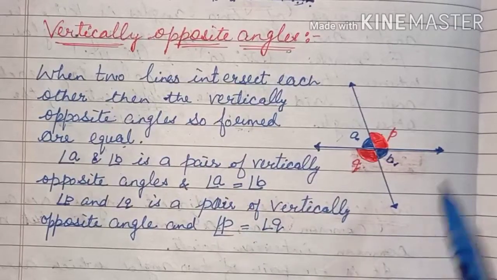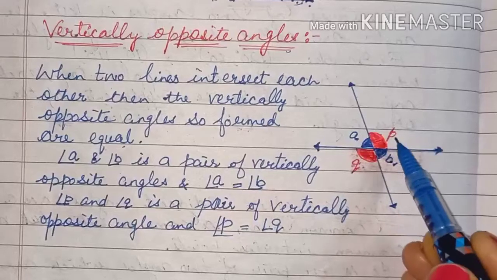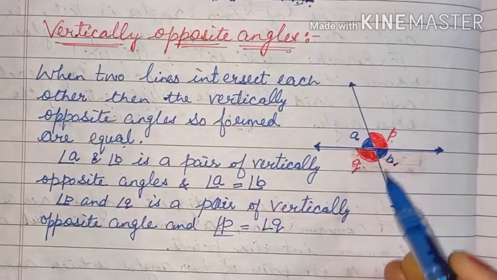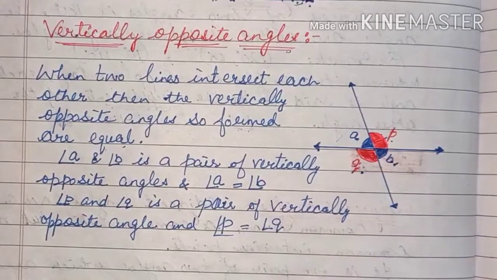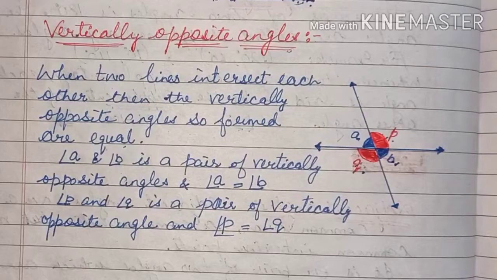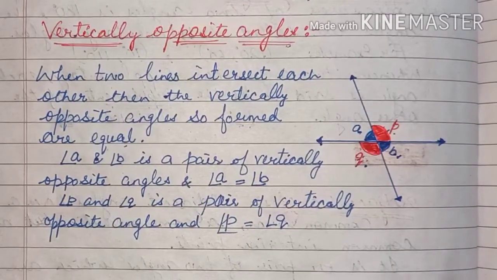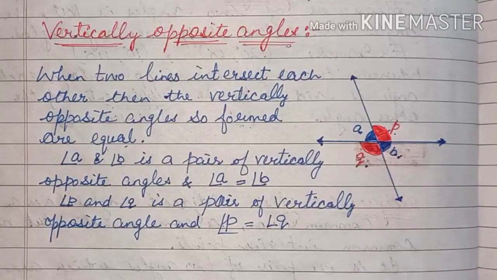Angle A will be equal to angle B, and P and Q are opposite to each other. So it is also forming a pair of vertically opposite angles, and angle P will be equal to angle Q. The measures of angles P and Q will be equal. So these are known as vertically opposite angles. Whenever two lines intersect each other, the pairs of vertically opposite angles will be equal.